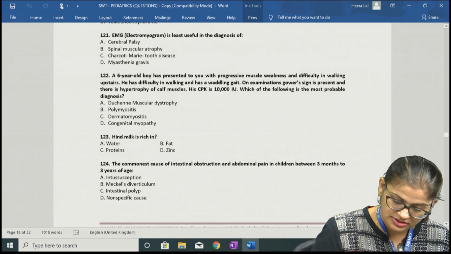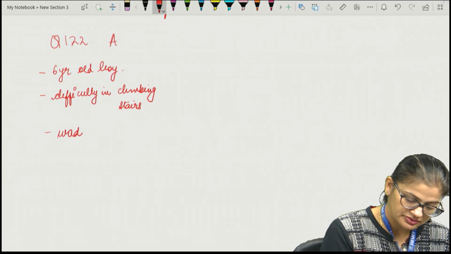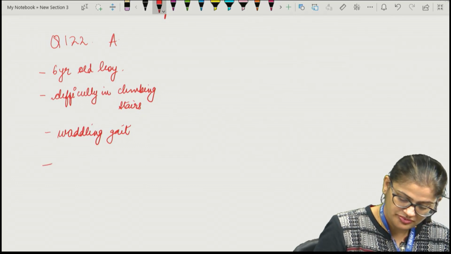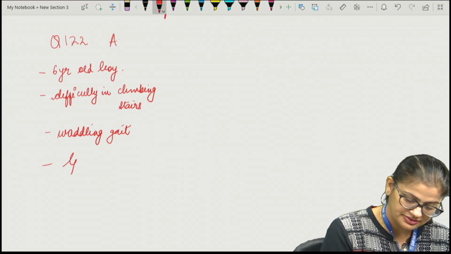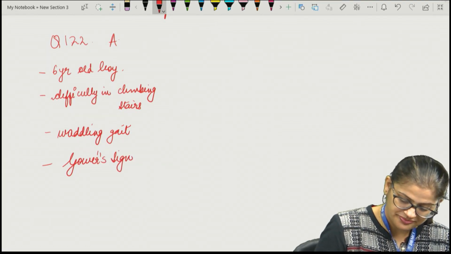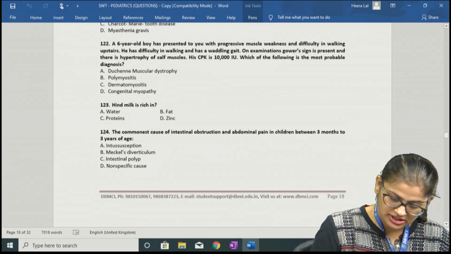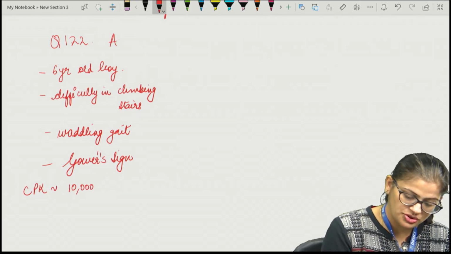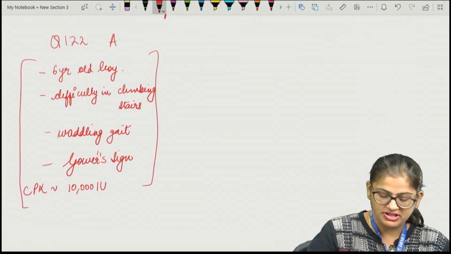And there was progressive muscle weakness. He had difficulty in walking and had a waddling gait. Then on examination, Gowers sign was present. And on laboratory examination, his CPK was found to be 10,000 international units. So all these are favoring Duchenne's muscular dystrophy.